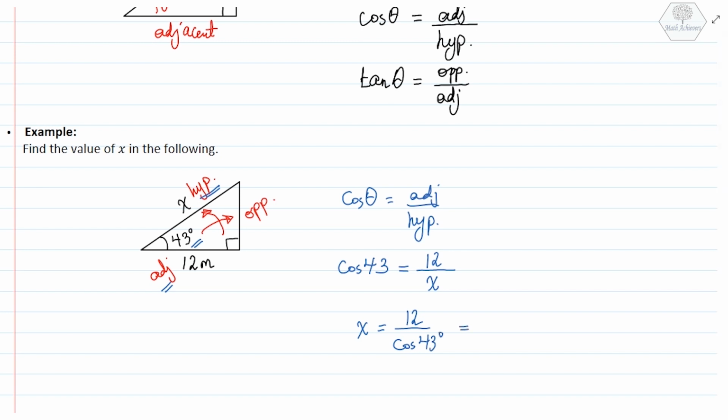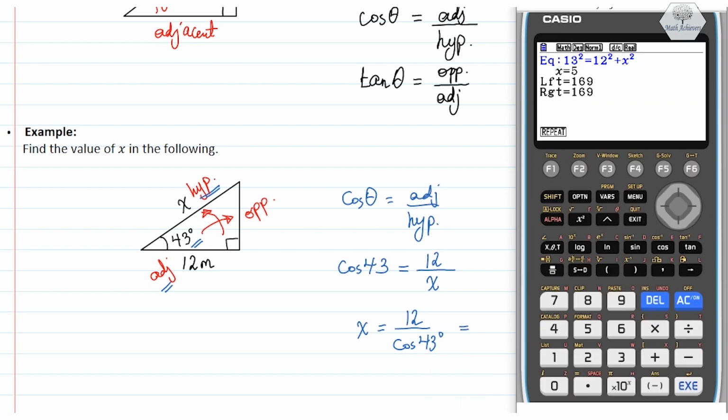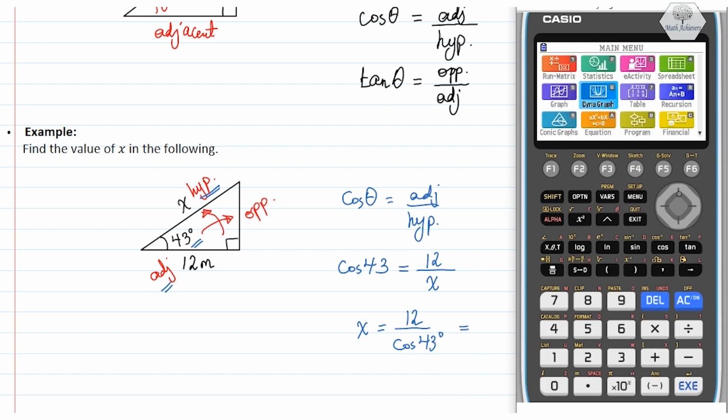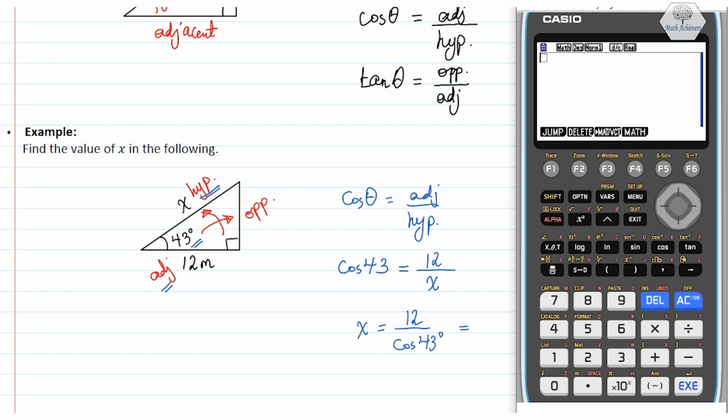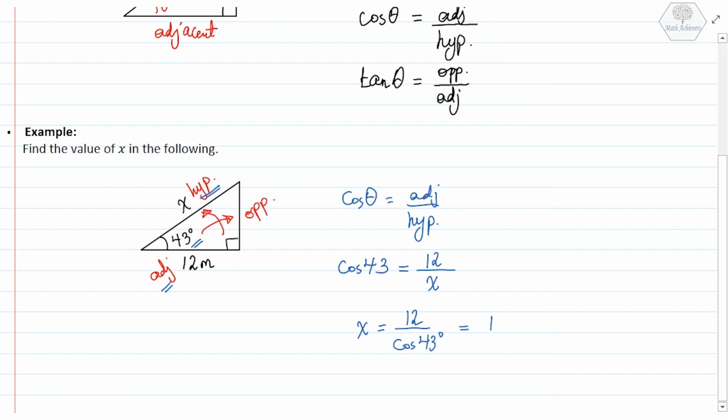equal to, we use our graphical display calculator, we go to menu and to run matrix, I use 12 over cosine 43. The most important thing is to check that your calculator is set to be in degrees. So 12 over cosine 43 is equal to 16.4 rounded to 3 significant figures. So this is 16.4 meters rounded to 3 significant figures.